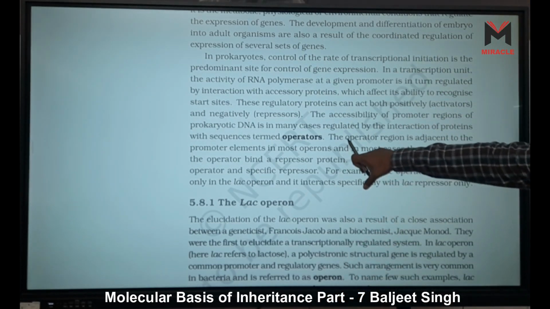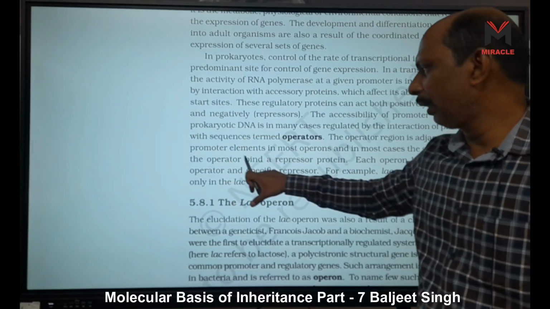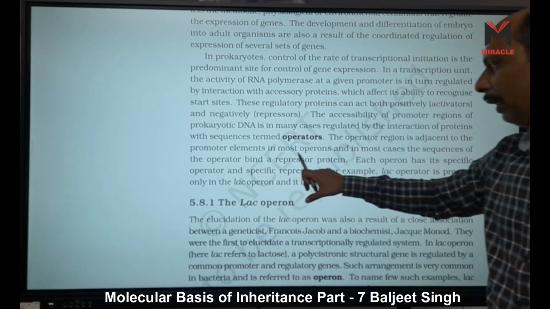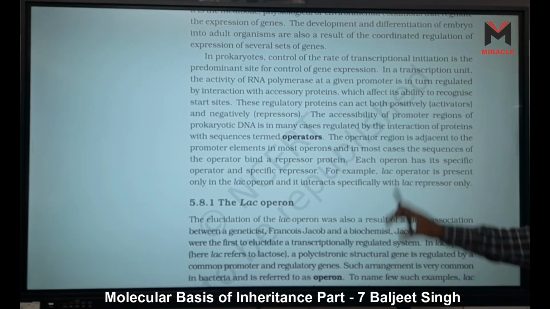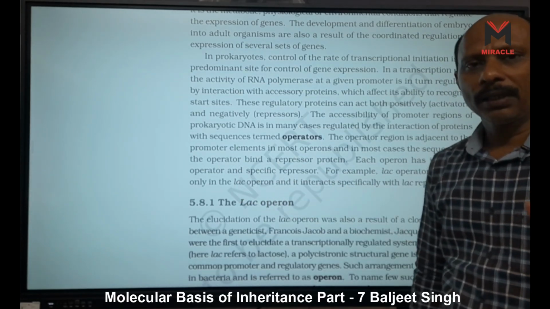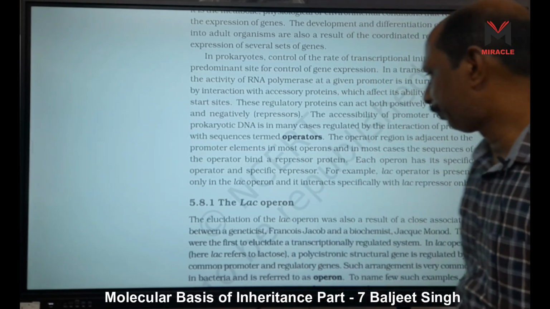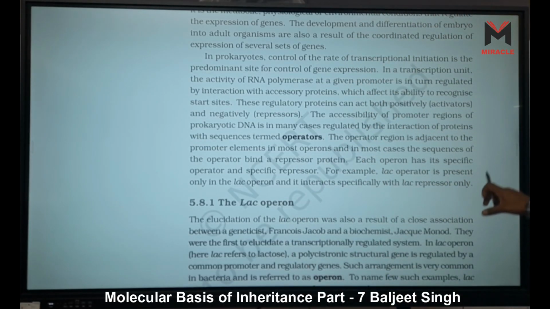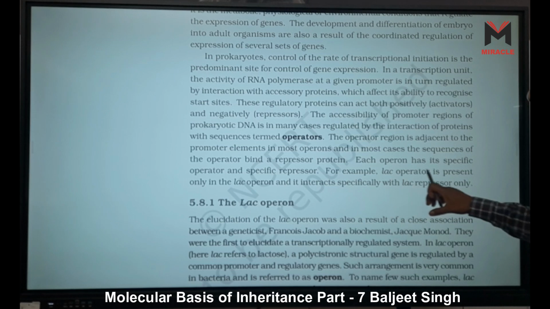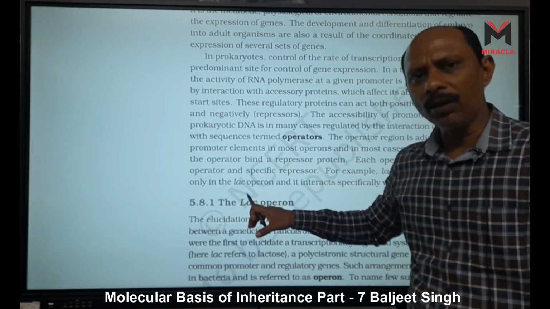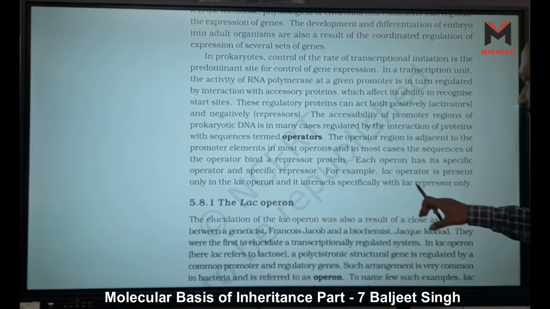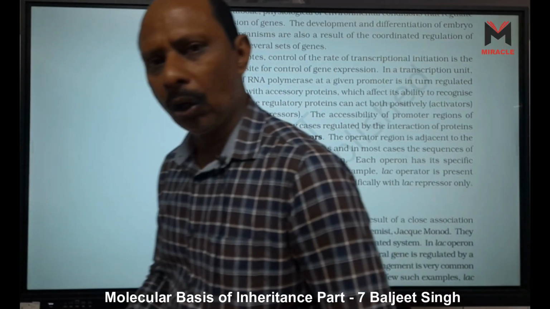Or repressors. The operator region is adjacent to the promoter element in most operons, and in most cases the operator sequences bind a repressor protein. When the operator is bound by a repressor protein, the process is stopped, switched off. Each operon has its specific operator and specific repressor. For example, the lac operator is present only in the lac operon; lac means lactose sugar. And it interacts specifically with the lac repressor only.